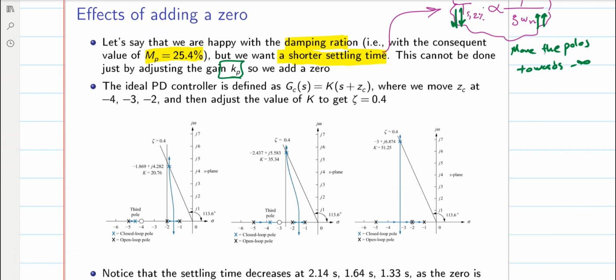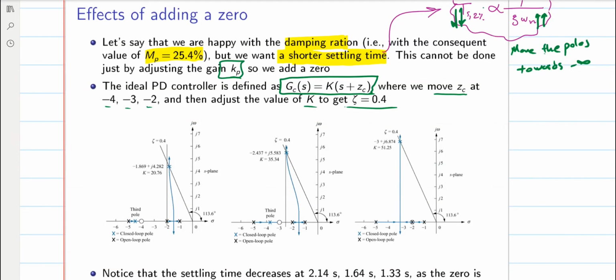Okay, so now we can think about using an ideal PD controller, which is defined as k times (s plus zc), where we can place the 0 of the controller at different places. In this example, we will put it at -4, -3, -2, and then we will adjust the value of k in order to get zeta equal to 0.4.